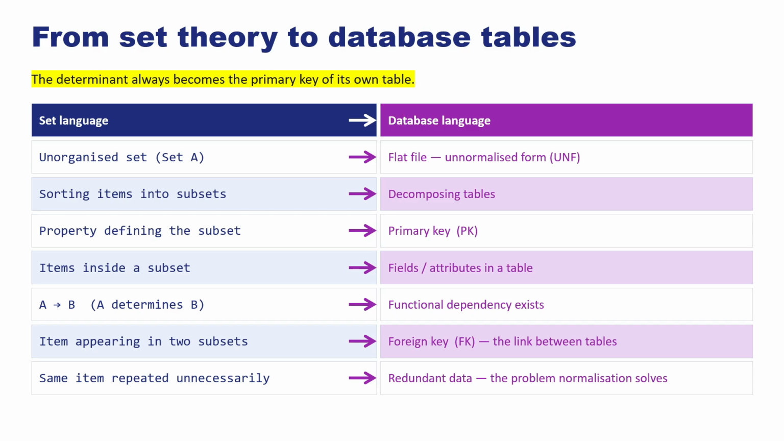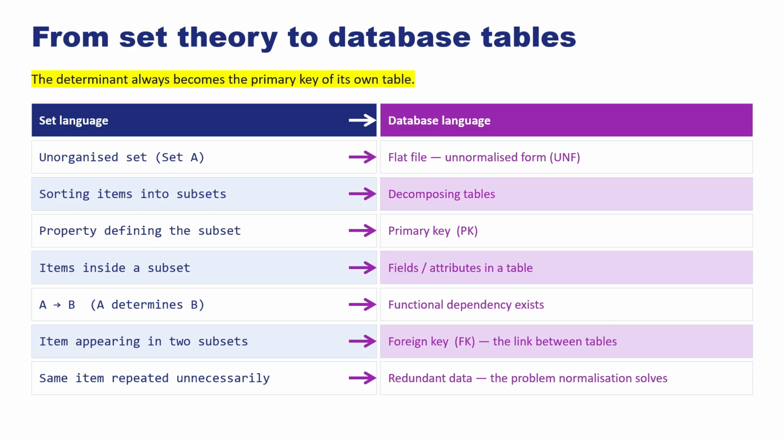So an organized set is the same as a flat file or a normalized form. And then sorting items into subsets is basically what you do by decomposing the tables. And that is taking them to 1NF and 2NF and 3NF, right? And the properties that define each subset are the primary keys.